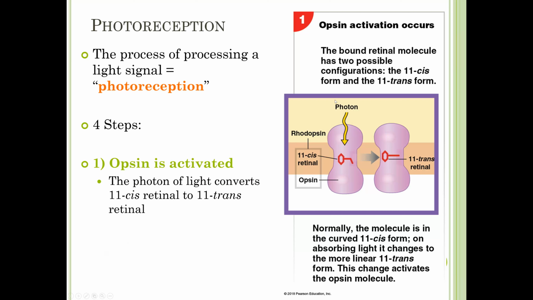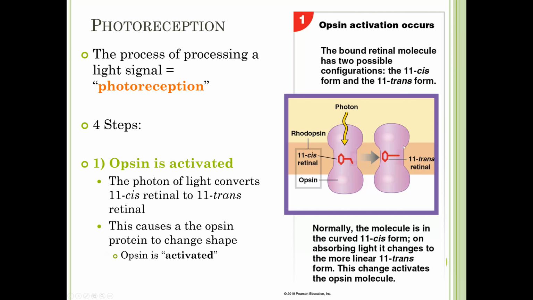And so when a photon of light appears, this photon of light hits that retinol molecule and it converts it to 11-trans retinol, which means it makes the tail straight. So the photon of light is converting 11-cis retinol into 11-trans retinol, and this causes the overall opsin protein to change shape, and we then say that the opsin is activated. So step 1 was activation of the opsin by a photon of light.